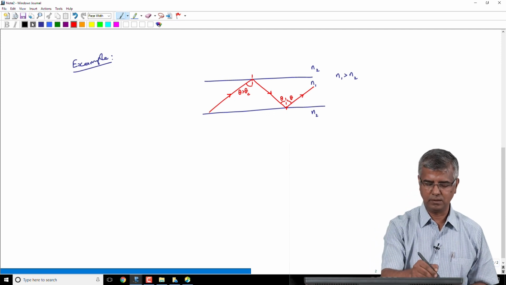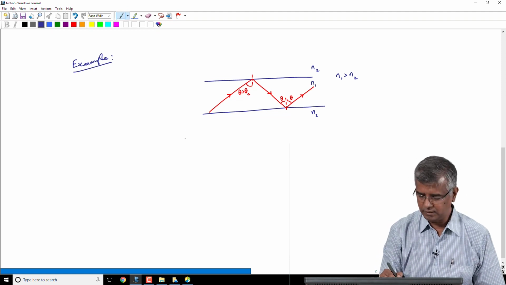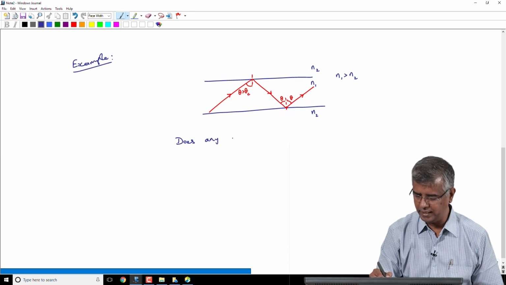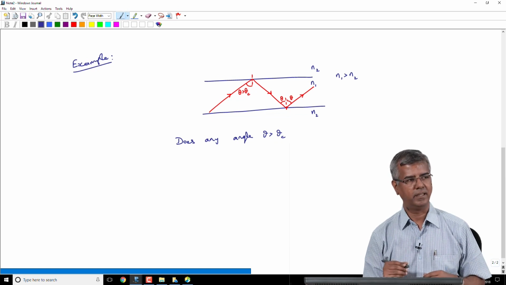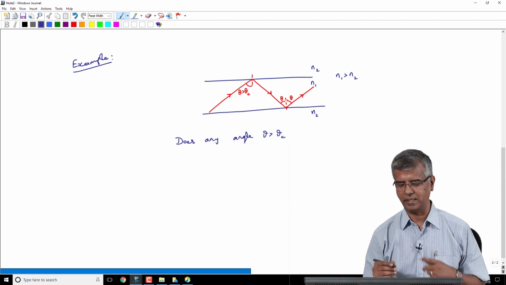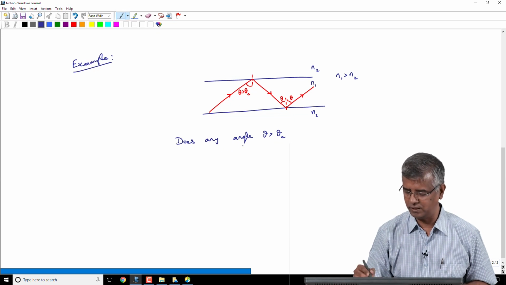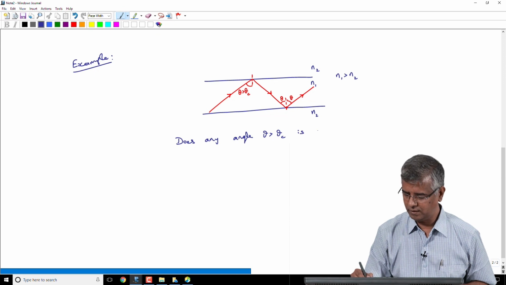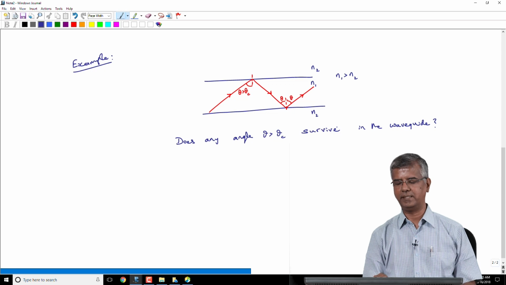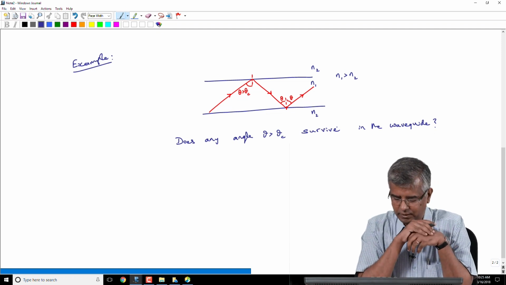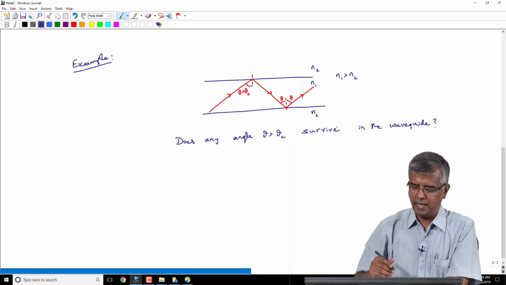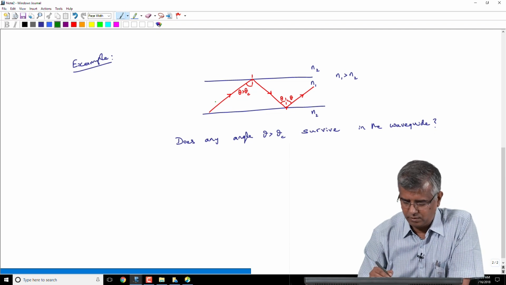Now, the key question is, this seems to suggest that any angle theta greater than theta c, right, according to this picture, any angle greater than theta c should be guided, right, any ray with an angle such that theta is greater than theta c should be guided. So, is that true? Does any angle theta greater than theta c survive in this waveguide? Okay. So, let's examine that a little bit, and to examine that, let's just go back and look at this propagation a little more closely, okay.